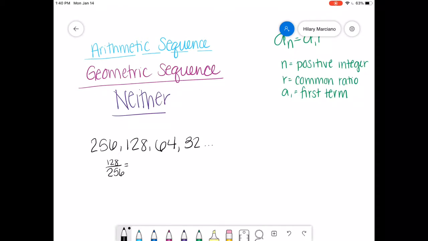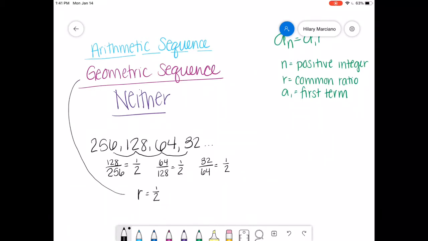We can divide both of them by 128 and that gives us 1/2. Next would be 64 over 128. We could simplify that to 1/2. 32 over 64, we could simplify that to 1/2. So 1/2, 1/2, 1/2. So our common ratio is 1/2. That makes it a geometric sequence.